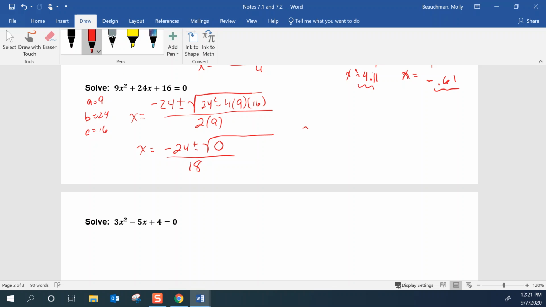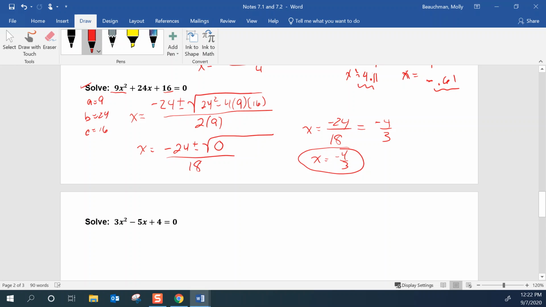So what happens here is you're left with a single answer, negative 24 over 18, and we reduce our fraction. Let's see, 6 goes into both of those. So we get a single answer, x is equal to negative 4/3. And if you look back at the original problem, this is actually a perfect square trinomial that factors into 3x plus 4 squared. And that's how we end up with the negative 4/3. So you could have solved this by quadratic formula, or you could have solved it by factoring.